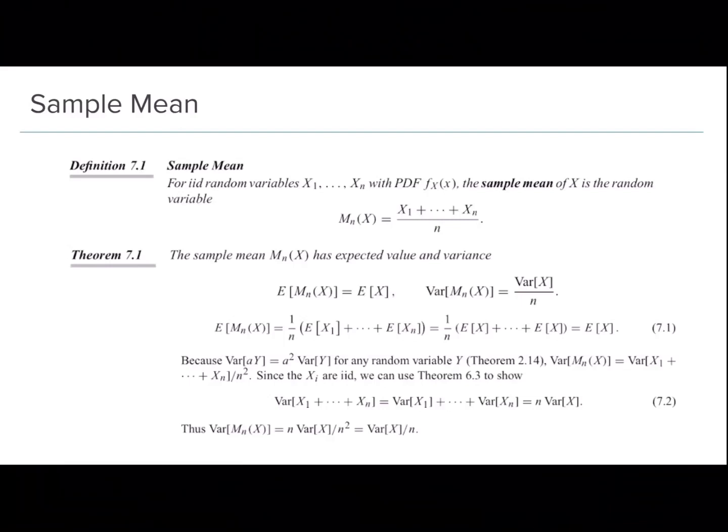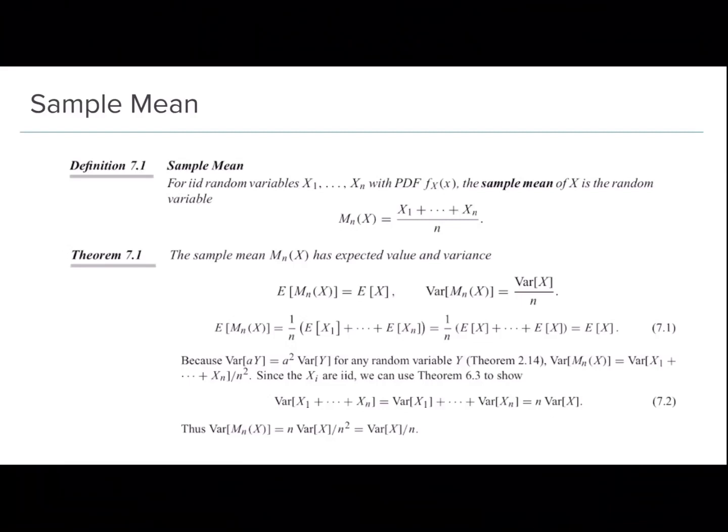The expected value of Mn(X) will be 1 over n times the expected value of X1 plus X2 till Xn. Since X1 till Xn are IID, we can take apart those terms, and that will become 1 over n times E[X1] plus E[X2] till E[Xn], and each of these terms is equal to E[X]. So we have n times E[X] divided by n, which is the same as the expected value of X.